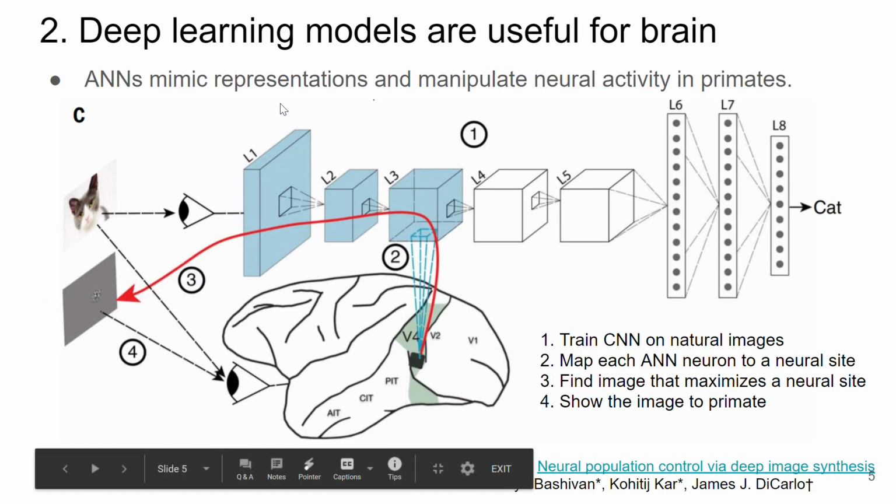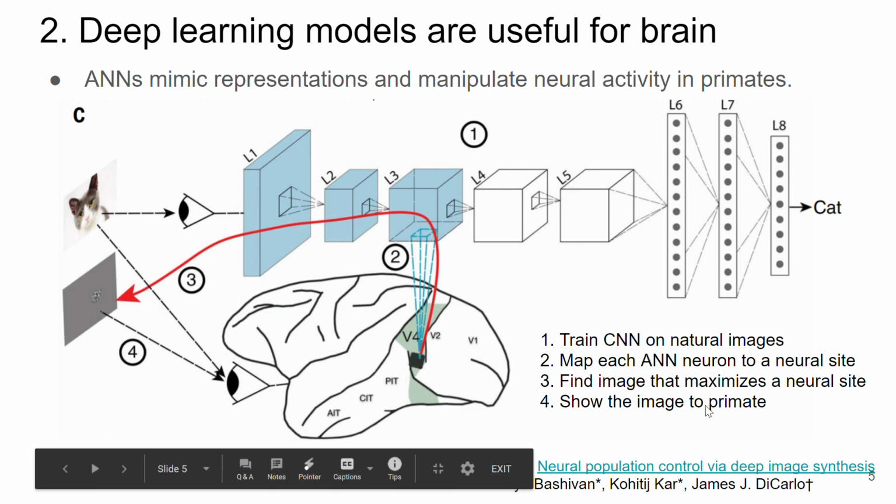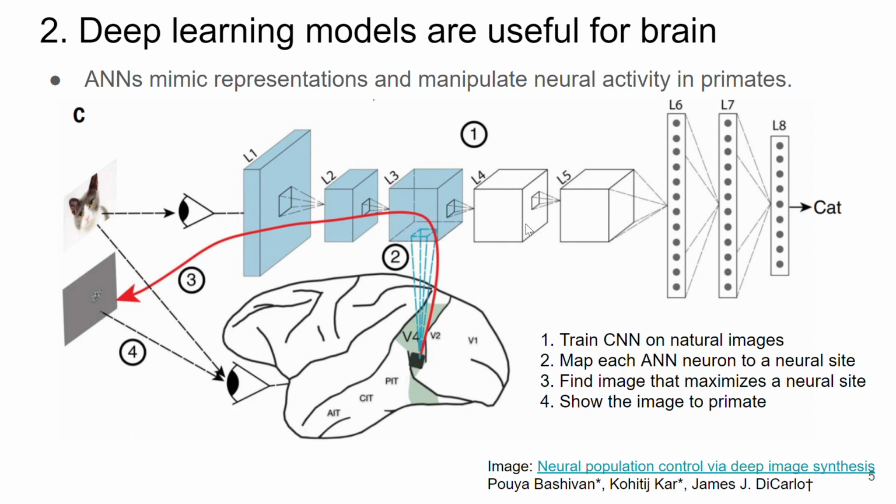And then they go on to argue why deep learning is a useful model for the brain. And they start off mentioning this study where artificial neural networks are used to mimic representations and manipulate neural activity in the primate perceptual system. This is work from DiCarlo's lab at MIT. What they essentially do is they train a convolutional neural network on natural images, and then they map each neuron in this convolutional network to a neural site in the primate brain.